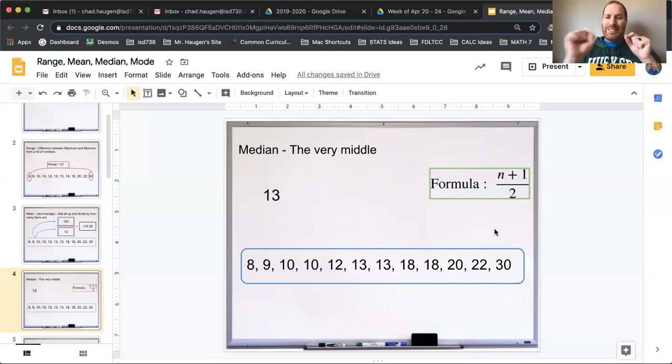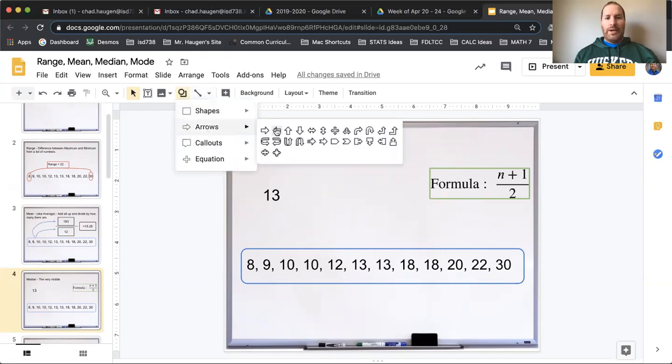So to find the position, this formula is for the position, I would take that amount, 12. 12 plus 1 is 13, divided by 2 is 6.5. So I should go to the 6.5 position here.